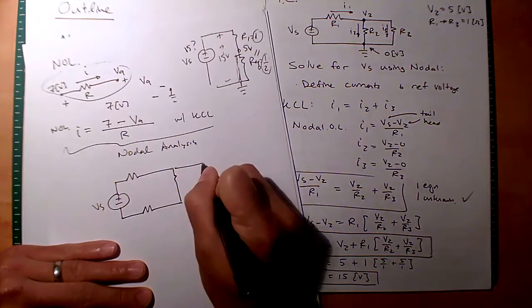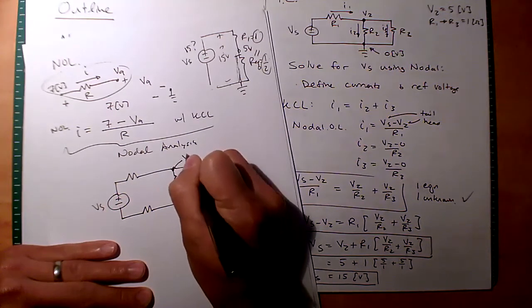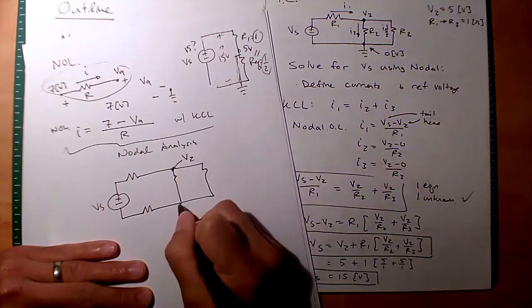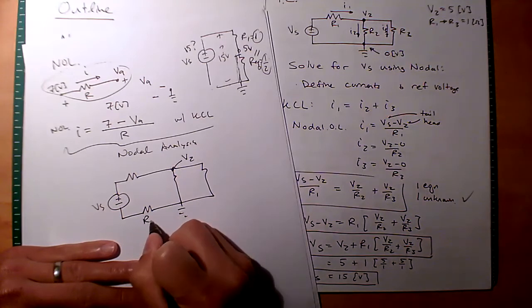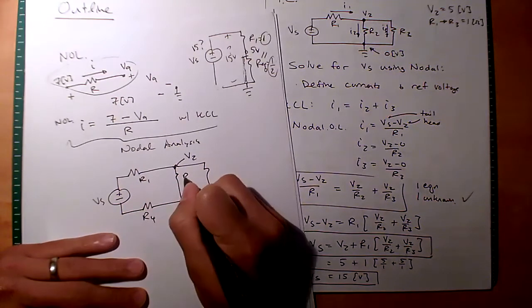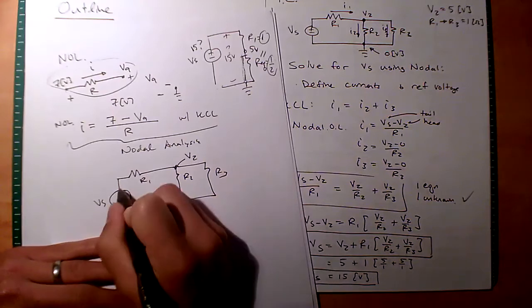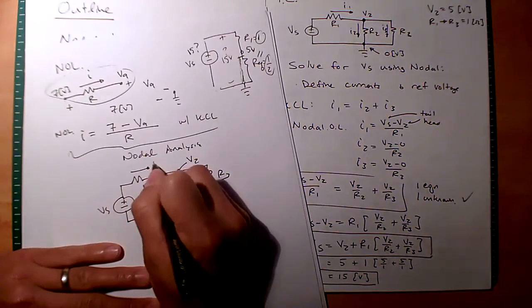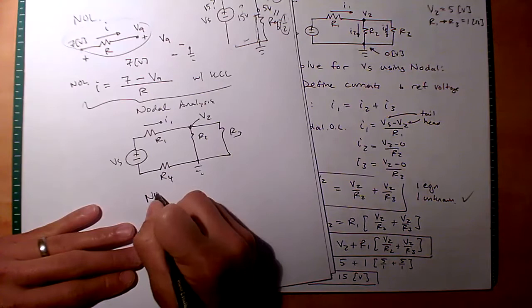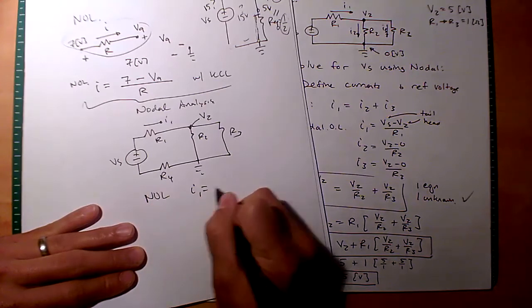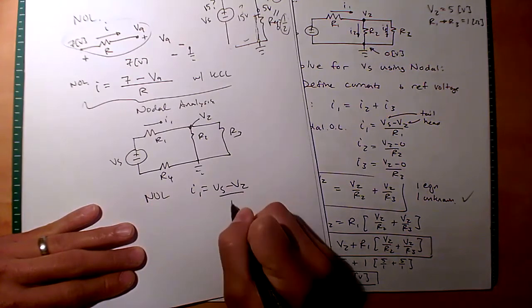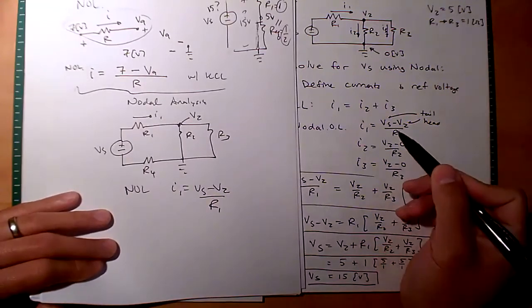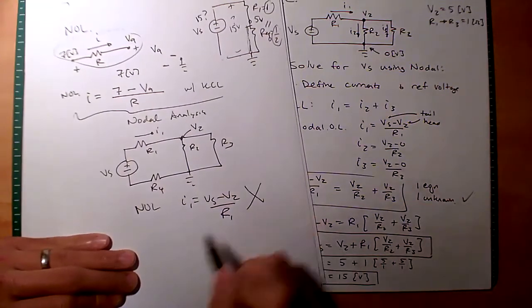Okay, very similar problem, right? Let's say we had this node voltage V2, we had this ground here, and we'll call this R4. So we have R1, R2, R3, and R4 in VS. And it would be very tempting to write, I've seen this mistake a lot, nodal Ohm's law, I1 is equal to VS minus V2 over R1. Exactly the same as you've written here. And this would be wrong.